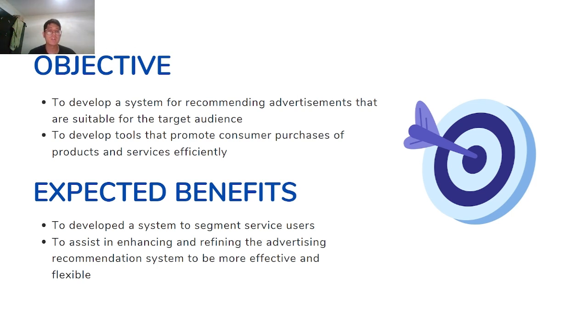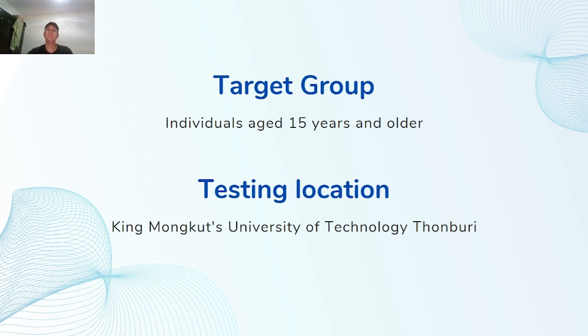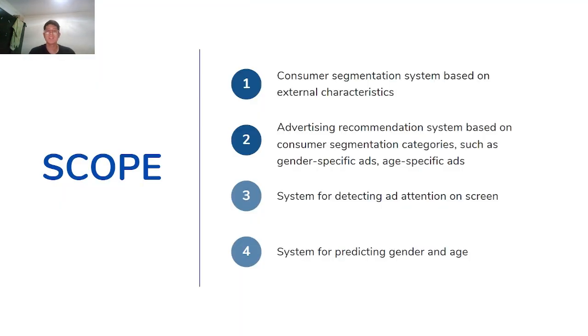Our expected benefit is that we can develop a system that can segment service users and assist in enhancing and refining advertisement recommendation to be more effective and flexible. Our target users for testing the system are individuals aged 15 years and older, and the testing location is King Mongkut's University of Technology Thonburi. For our scope, we have 4 points.